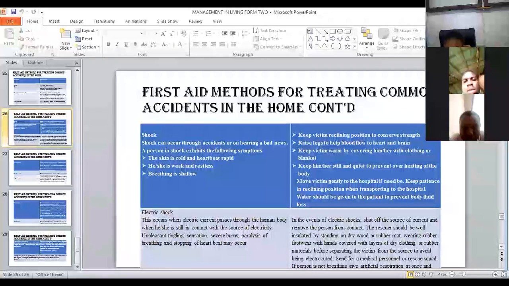So the person will exhibit the following symptoms. The skin is cold, and then the heartbeat will be very rapid. He or she becomes weak and restless, and then breathing is shallow. Now, what are some of these shocks people receive? You are just there, and then you hear a family member was involved in an accident.